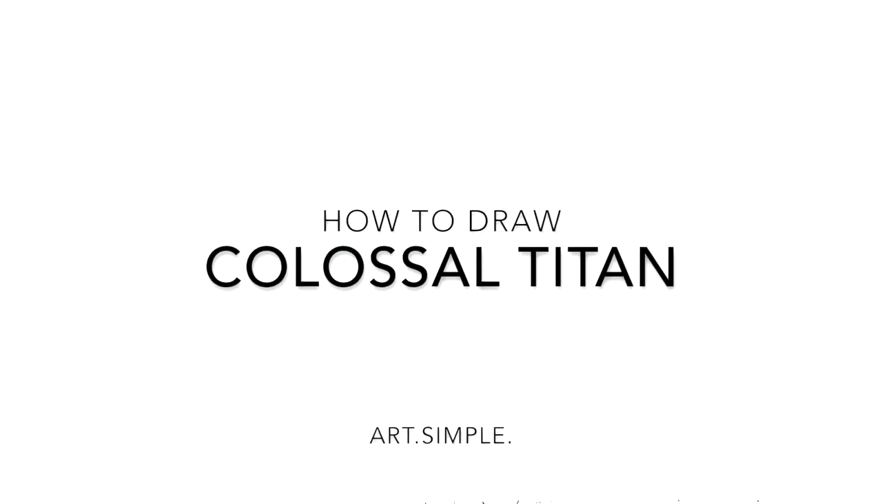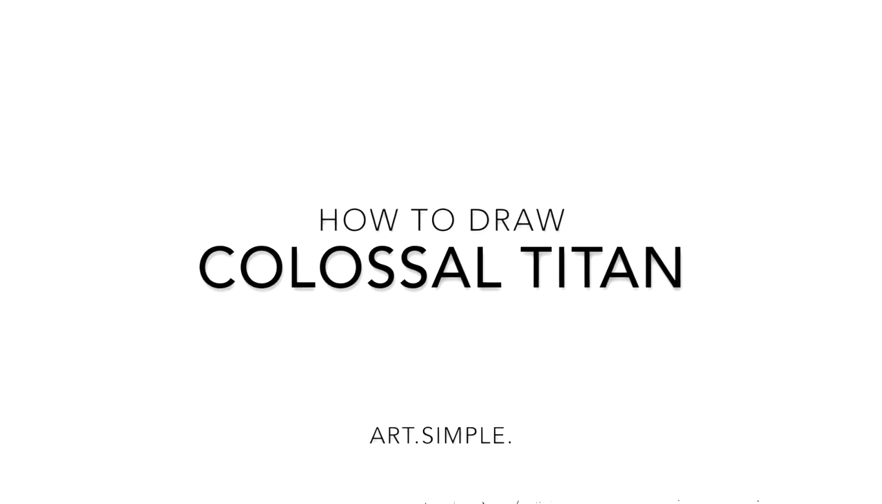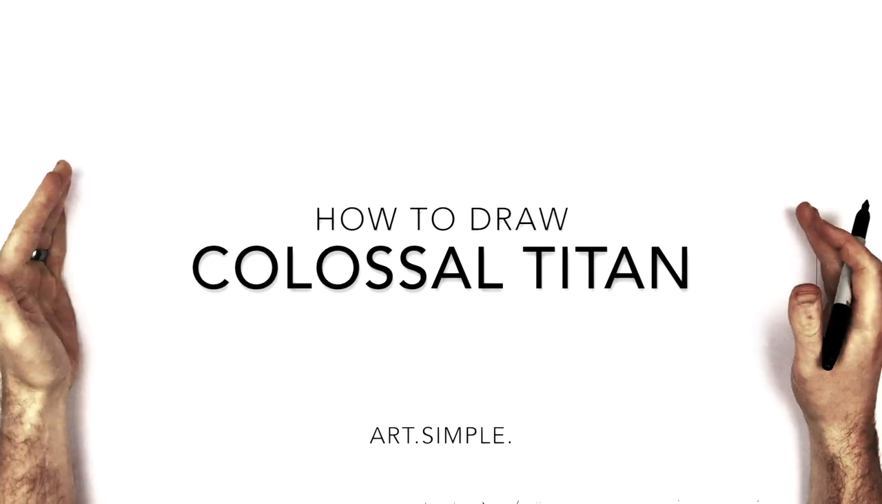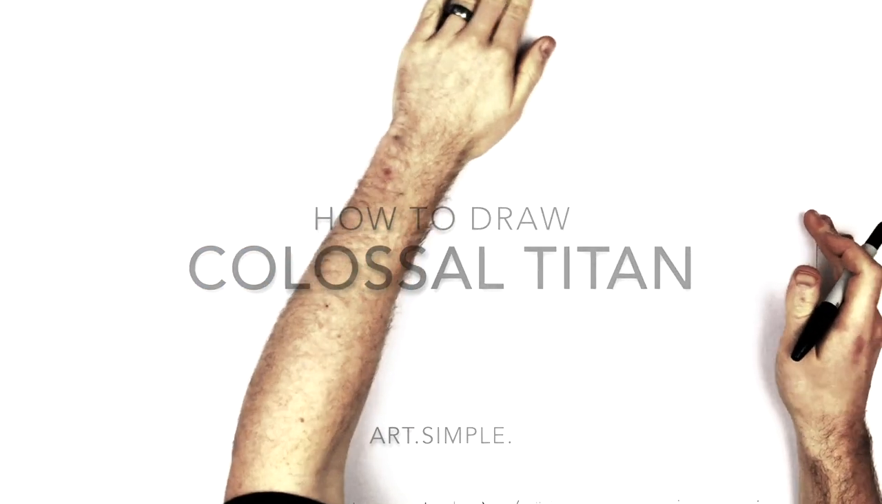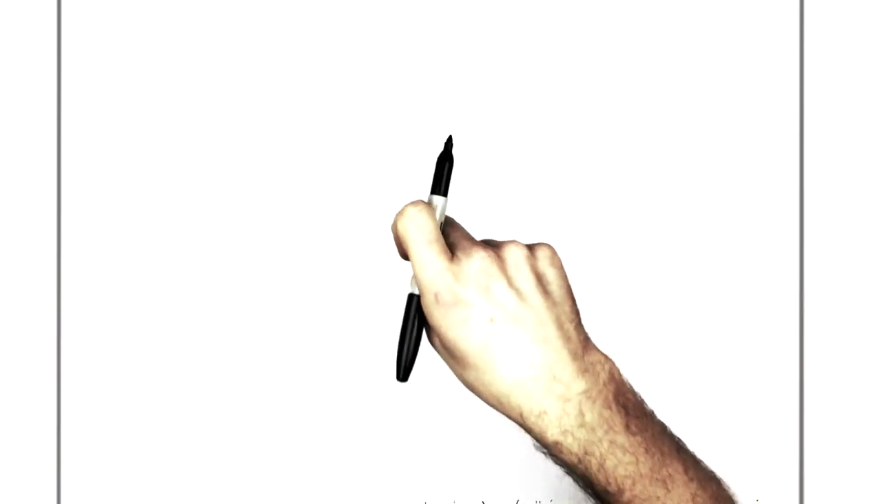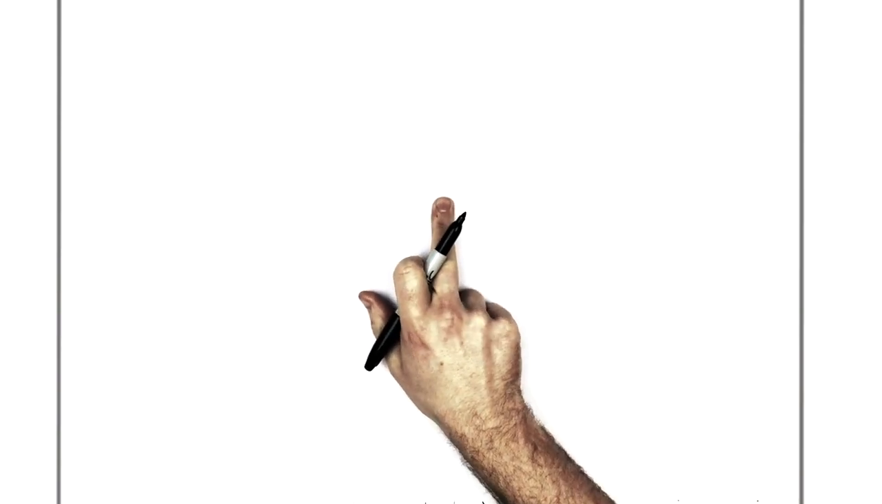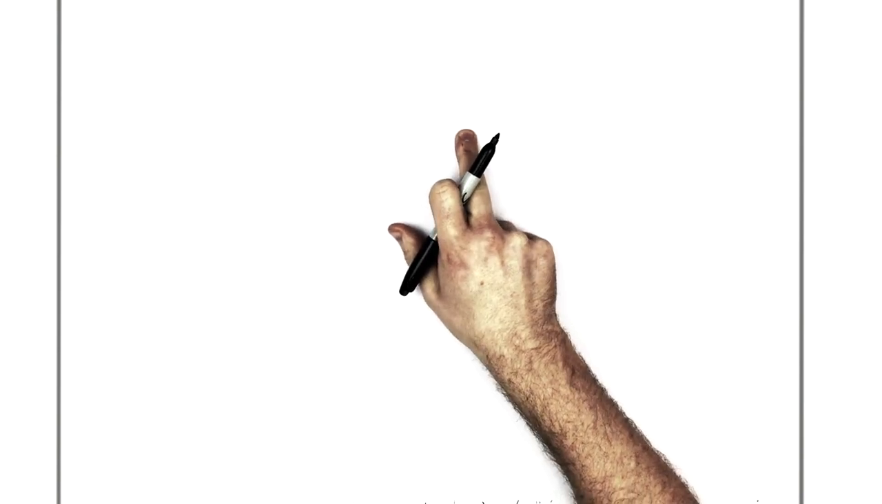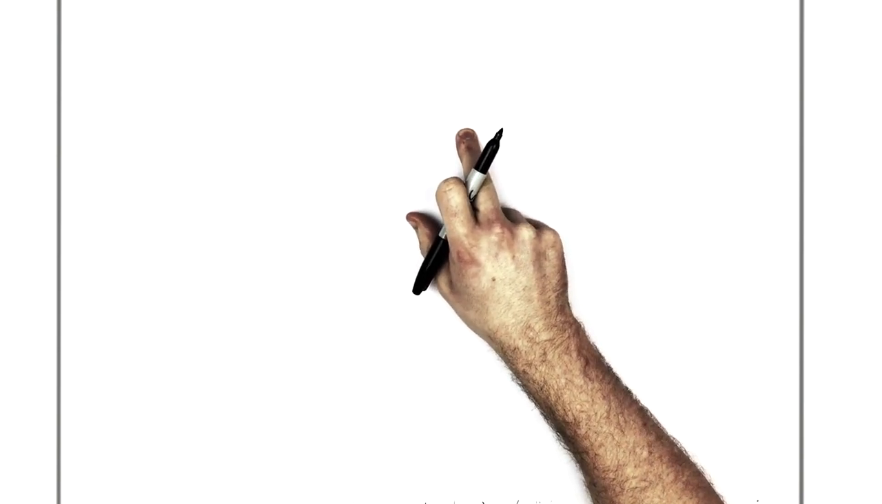So today we're going to be doing the Colossal Titan from Attack on Titan. So it's Bertholdt's version. I'm on a landscape orientation page, using a pencil and an eraser, and hit pause or slow down the video if I go too fast. So, center point of my page, approximately here, I'd say that's where his nose is going to be. So we just come up and over to the right hand side a little bit.